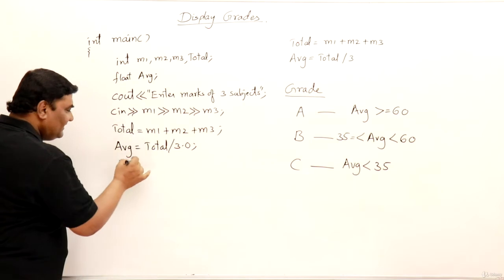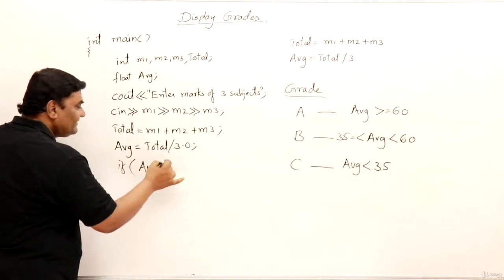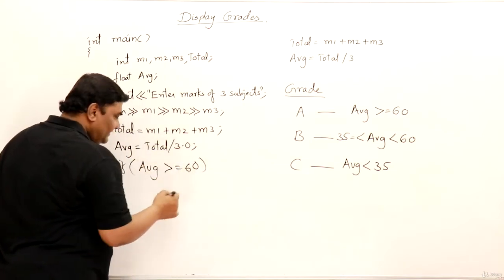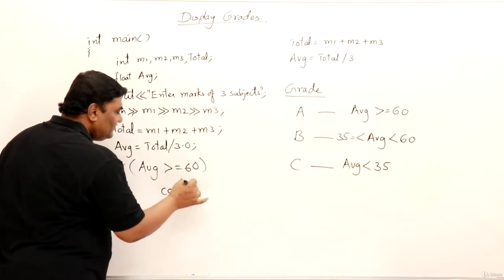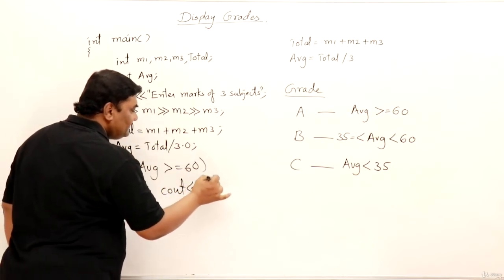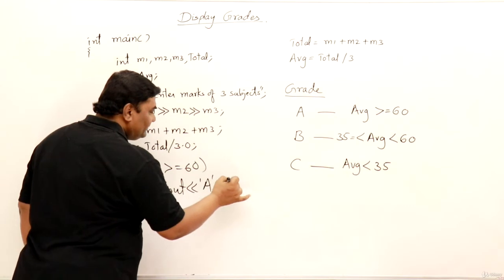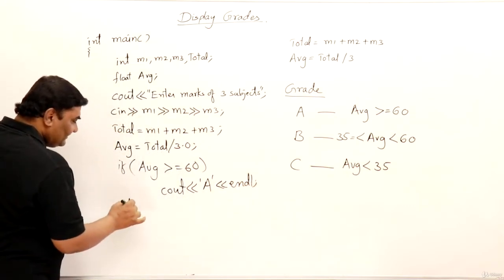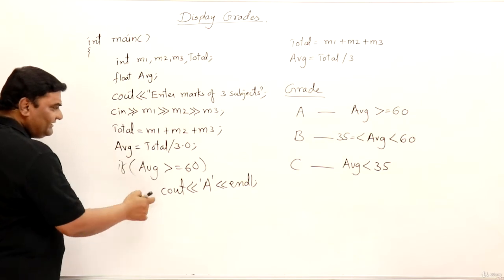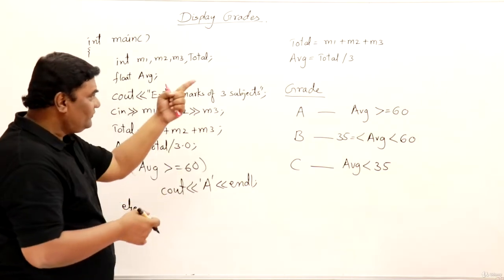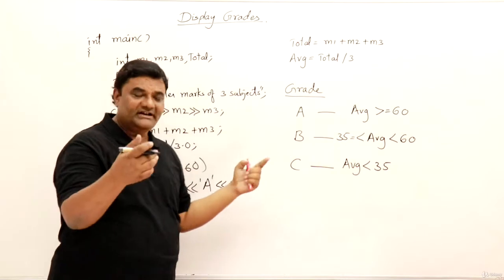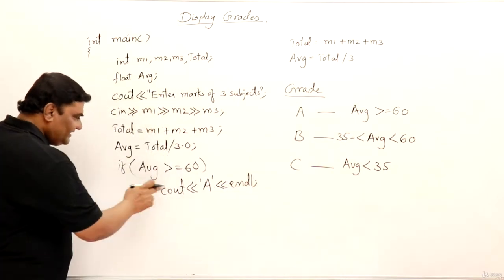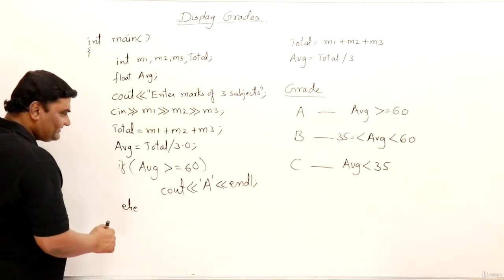So first of all, if average is greater than or equal to 60, then cout A, just this grade, and also endl. So if at all you want new line, you can take that. Then I have only one statement inside this. Just I want to display grade. As I said, I don't want to display marks and average. You can do that. So for me, I don't need curly brackets. So just I'll write else.